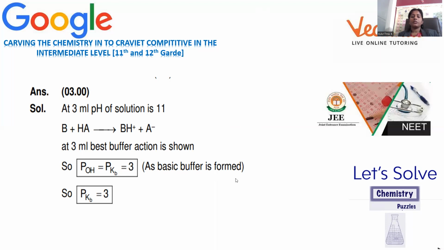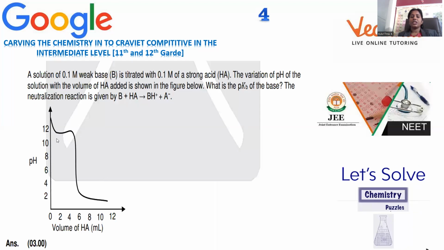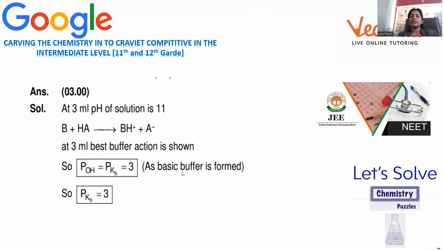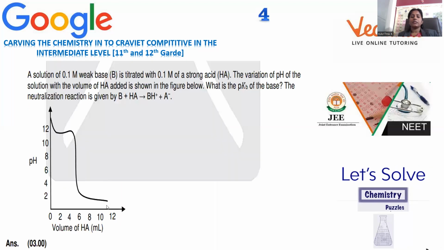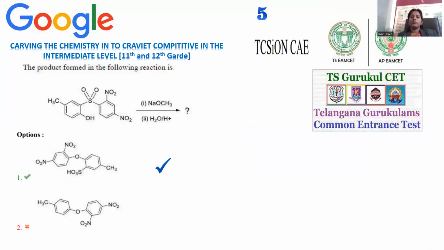So this 3 indicates that the given solution is a basic buffer. A buffer is used to maintain constant pH, and since it is obtained at pH 11, we can clearly say it is the basic buffer solution. So the pKb value is indicated as 3. The answer will be 3. For question number 4, the answer will be 3. This is a kind of question you can find in analytical chemistry, volumetry part, as well as the chemical equilibrium part of intermediate chemistry.